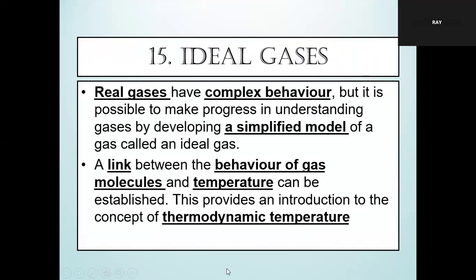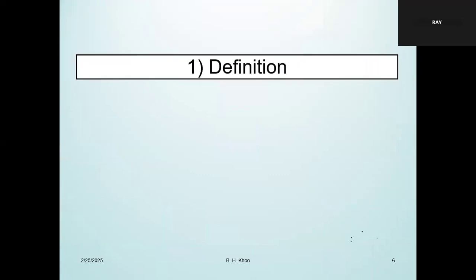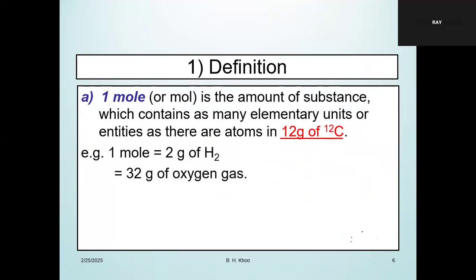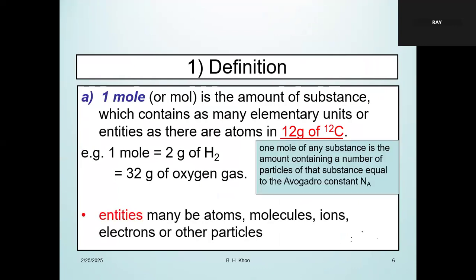Okay, we try to understand real gas by dealing with ideal gas. A simplified model. It helps us to understand better the thing of gas as particle, and it helps us to understand the ideal gas law. Right? The definition. Or you might want to use the syllabus. That definition given by the syllabus.